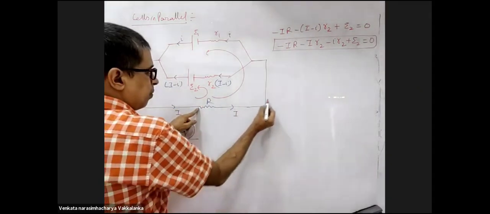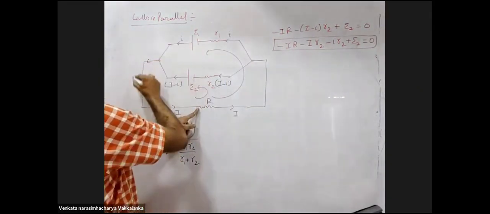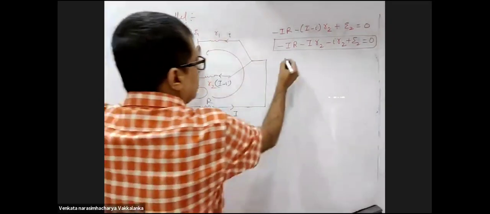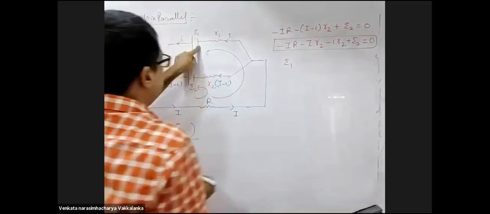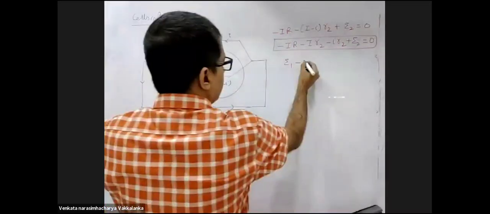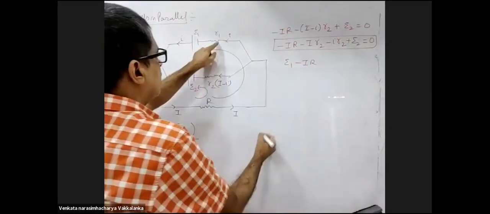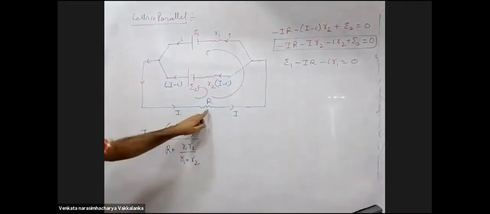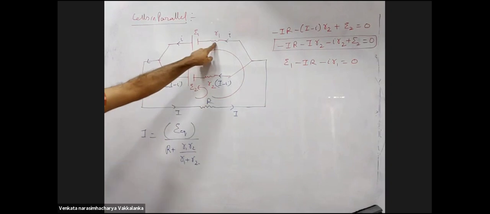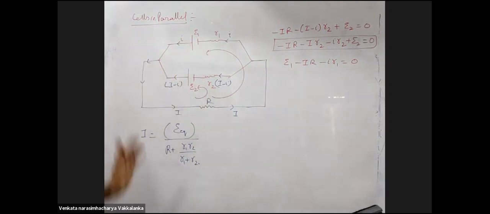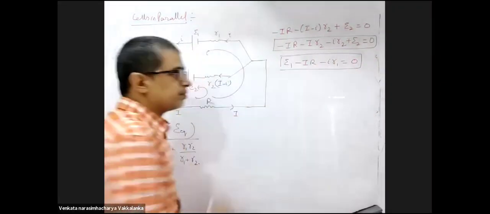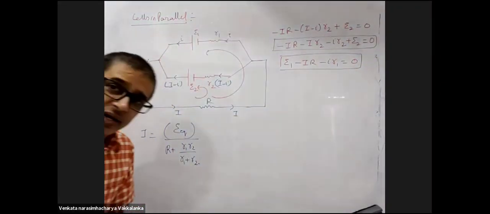Now I am supposed to apply it for capital R in the upper loop. You are touching the negative terminal first, E1, minus IR minus iR1 is equal to 0. Minus IR minus iR1 plus E1 is equal to 0. This is my second equation. Agree?